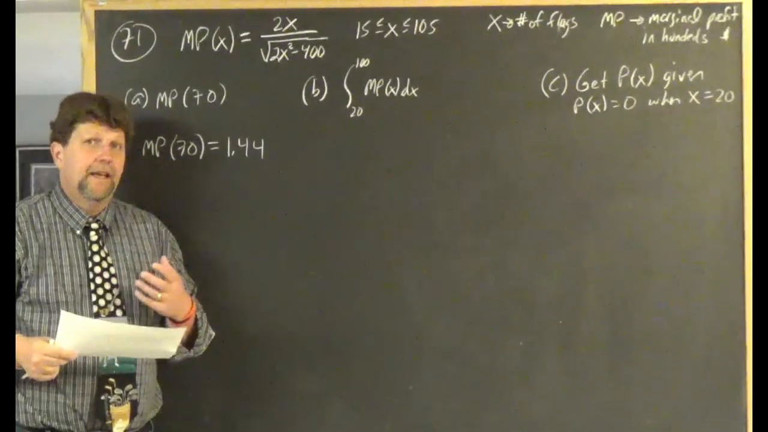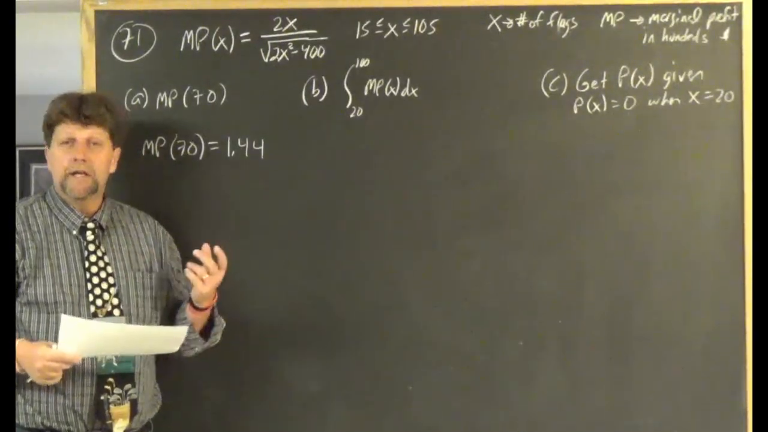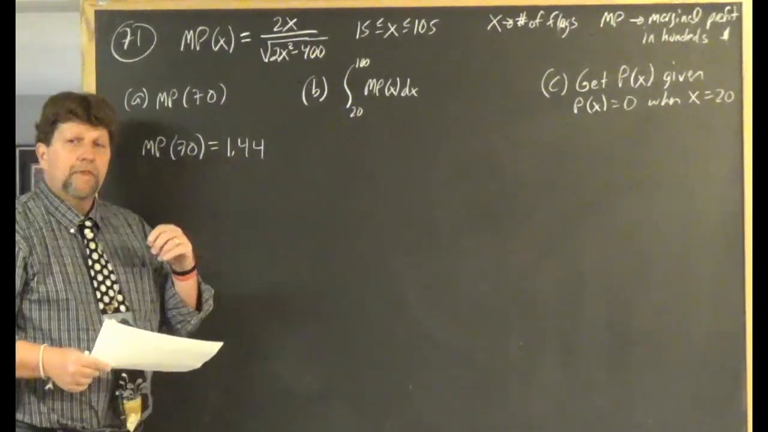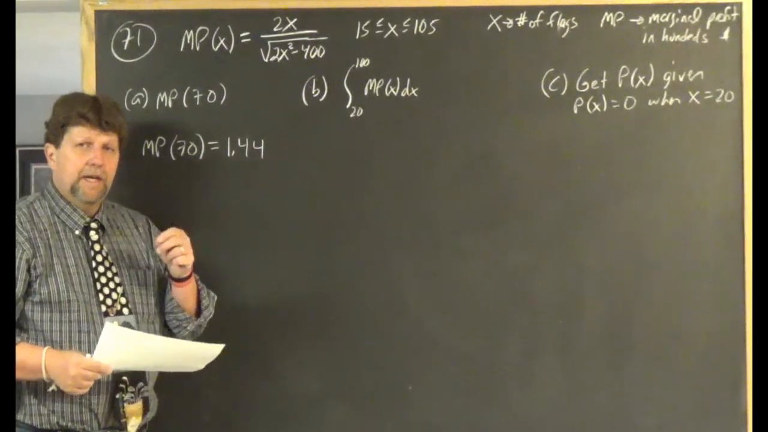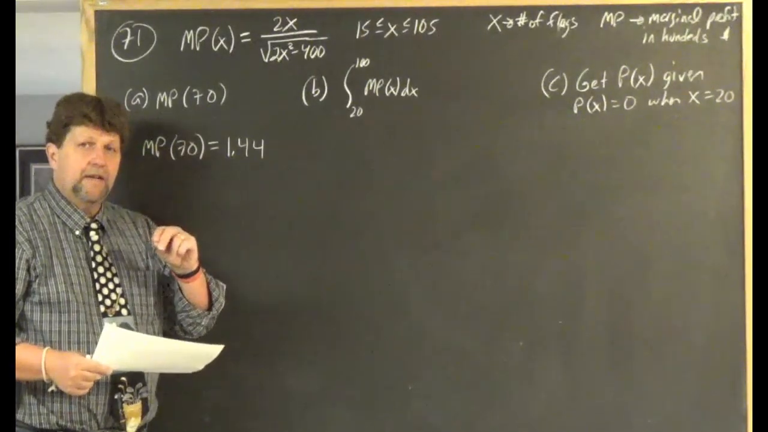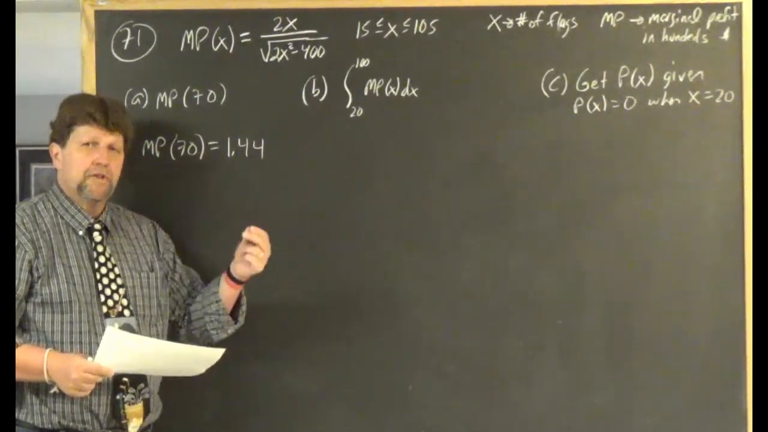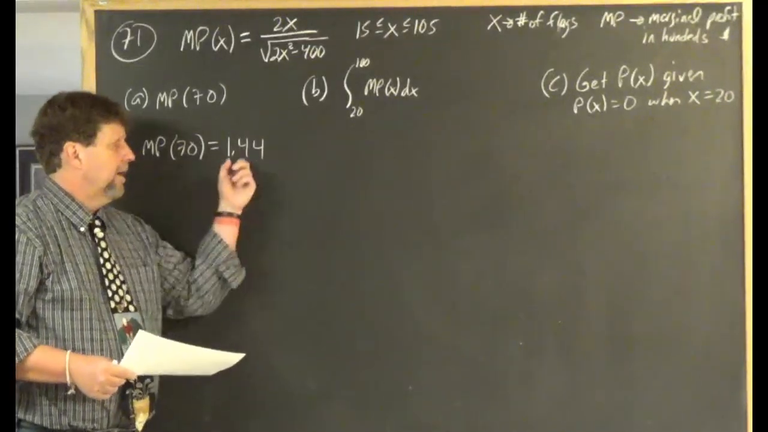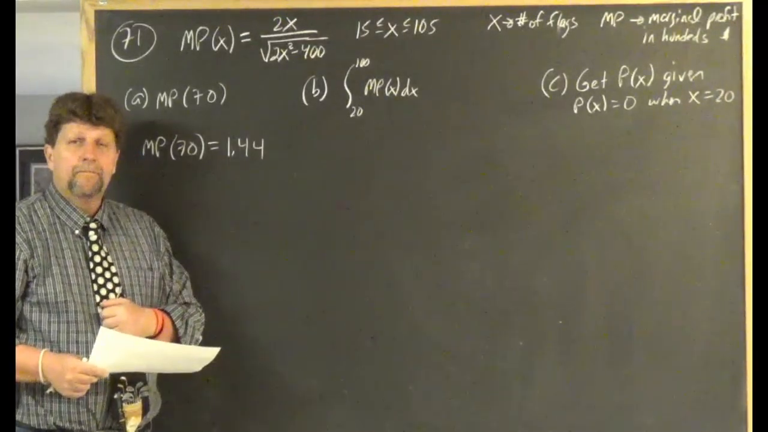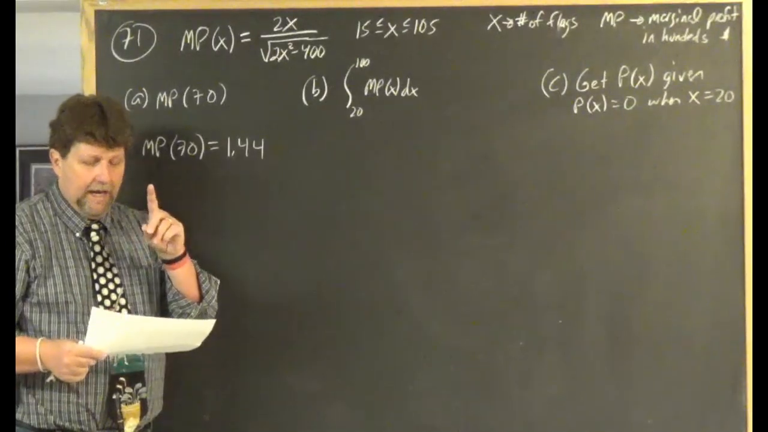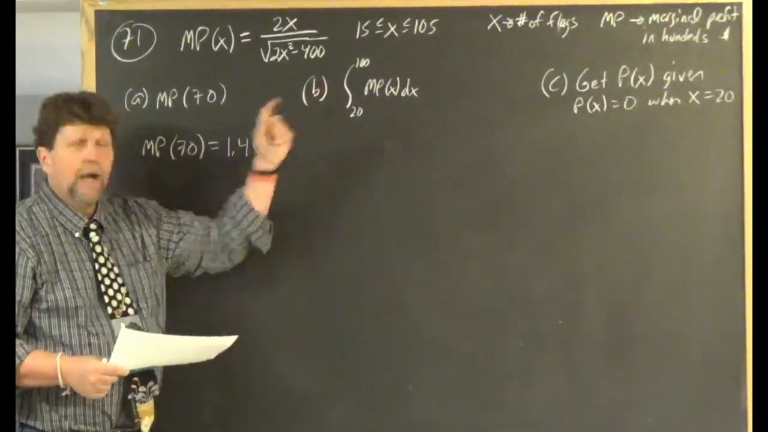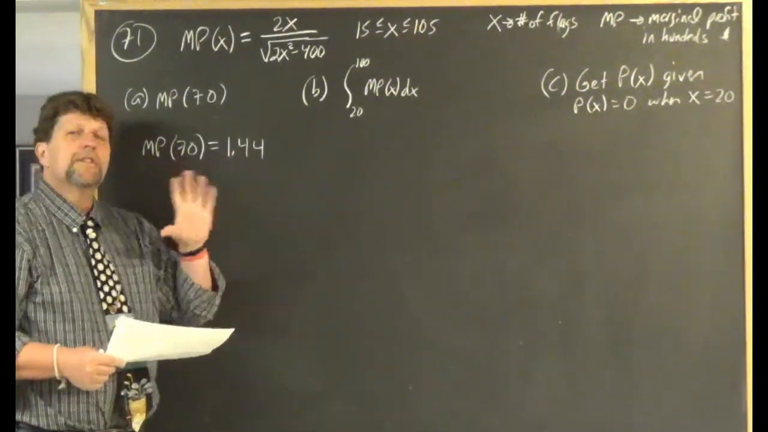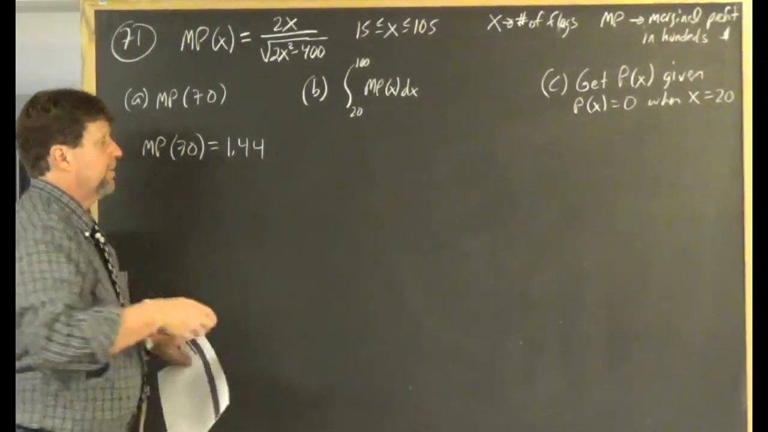I didn't say anything about absolutely having to interpret it. I'm going to interpret this anyways. This just simply means that when this company produces and sells the 71st flag, the additional profit would be about $144. How do I know 144 and not $1.44? Well, MP is in hundreds. But it was just simply to evaluate them and get the marginal profit.